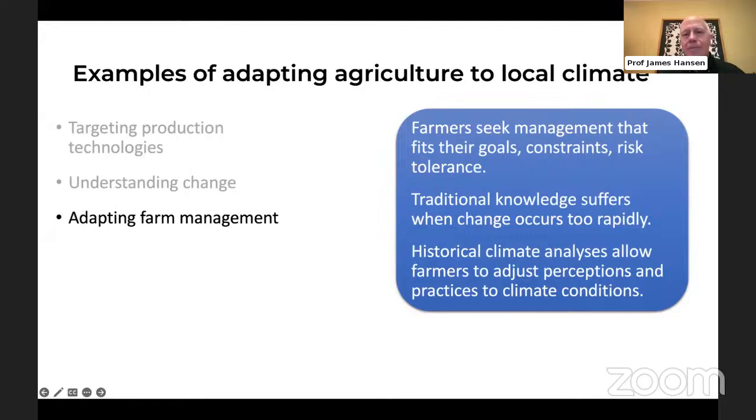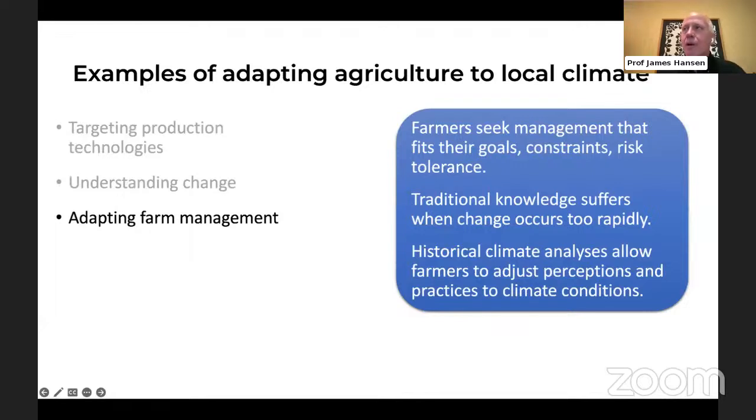So at the farm level, farmers are the ones who are ultimately responsible for choosing their own management. Agricultural researchers and agricultural extension officers do their best to provide guidance, but ultimately it's up to the farmer to decide what they will select, considering their goals, constraints, and risk tolerance, but they also consider traditional knowledge that's been accumulated over time. But traditional knowledge can fail if change occurs too rapidly. This could include changes in land use, changes in markets, changes in technology, but also changes in climate.